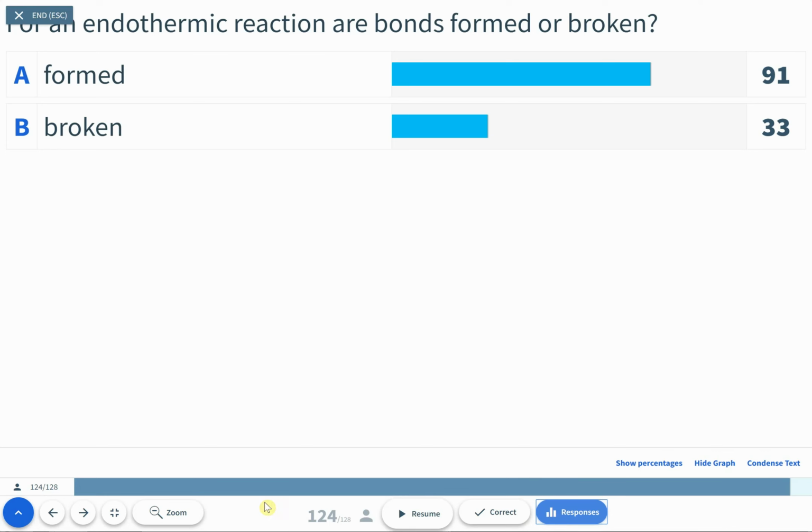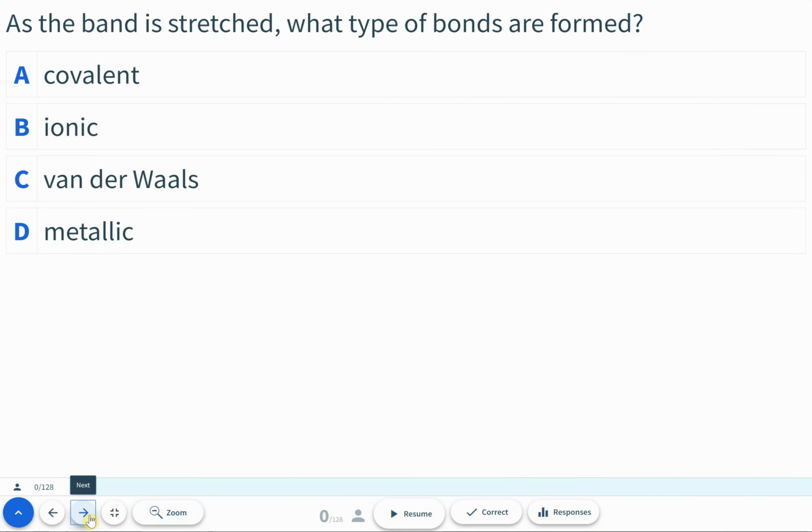Okay, let's go to our next one. I promise this is all tying together. Give it just one more minute. As the band is stretched, when you stretch the rubber band out, and then we release it, that's endothermic. We just proved it because it got cold. And I just told you when things are endothermic, when they get cold, that means that we're breaking bonds.